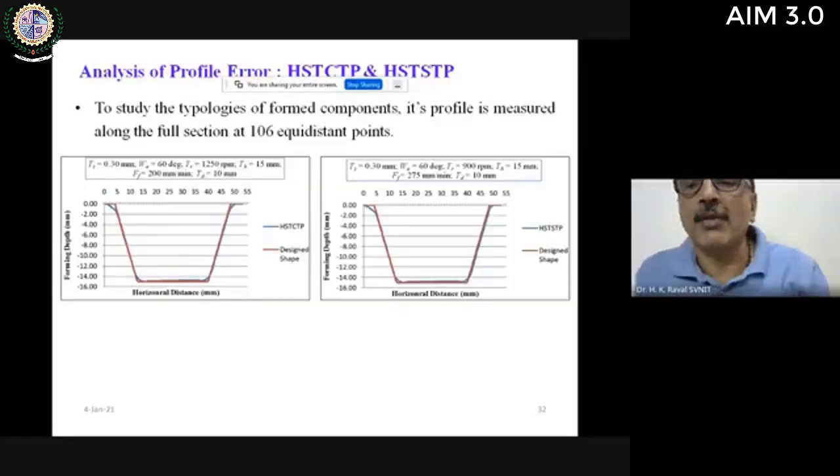So this is the shape we got. We have already discussed it, so I am not taking much time here. In the earlier case, a total of 46 readings were taken. Here, 106 readings were taken to generate the profile with better accuracy. One can see that the shapes are almost similar for the HST-CTP and HST-STP, that is, the contour tool path and the spherical tool path with the hemispherical tool.